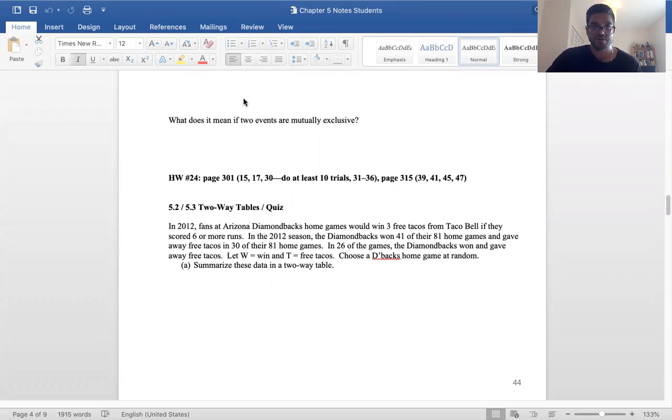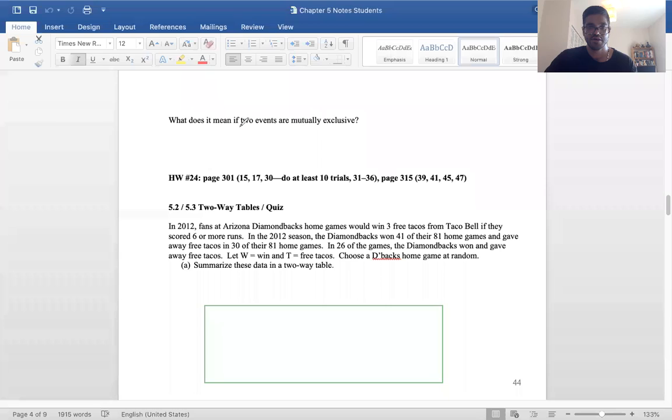So first thing I'm going to do, I'm just going to draw a little table. And here we're looking at the likelihood that you get free tacos at a baseball game, depending on if you win or lose, and depending on the amount of runs you score, or if you just win or lose, and then the runs. So let me kind of draw this out a little bit.